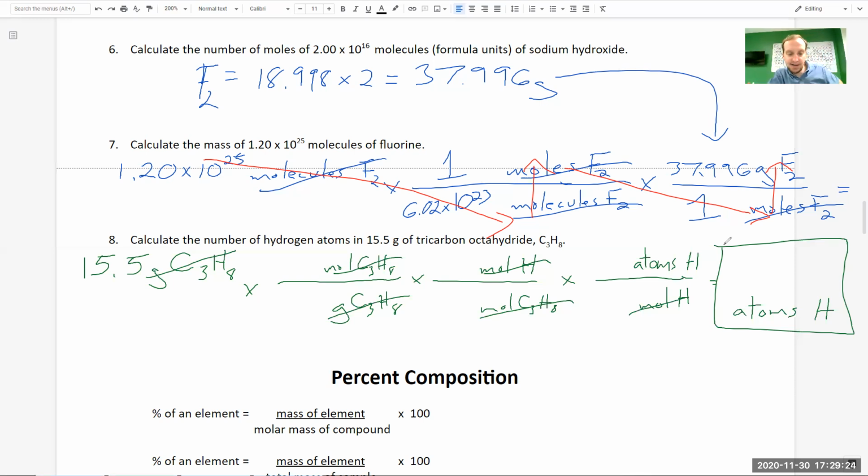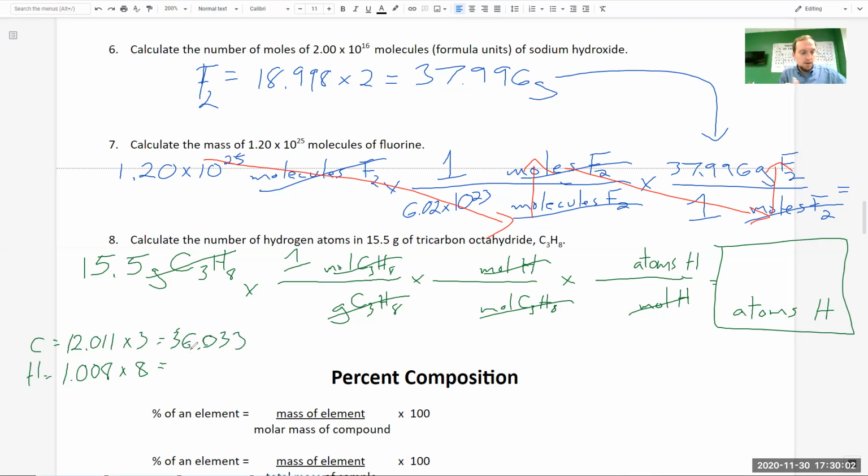Now for the first conversion factor, we know that according to the periodic table, 1 mole of anything is equal to its molar mass. So let's calculate the molar mass of C3H8. We have C and we have H. C is 12.011, and there are 3 of them. H is 1.008, and there are 8 of those. So 12.011 times 3 equals 36.033. Sorry, my pen is messing up a little bit.